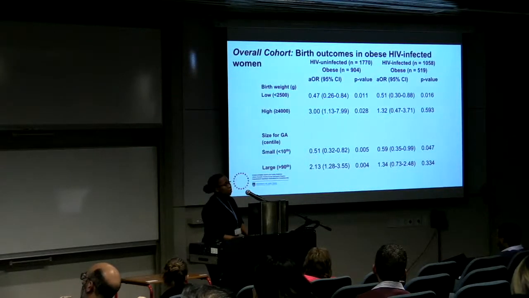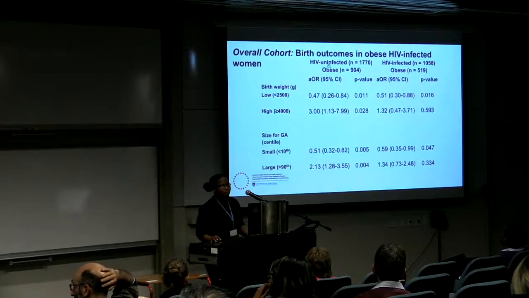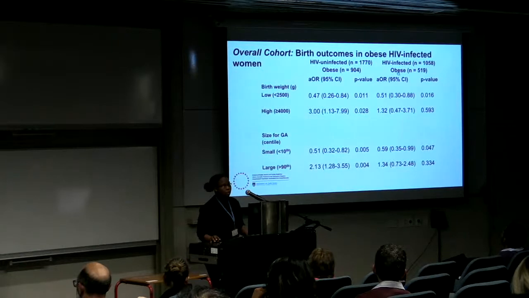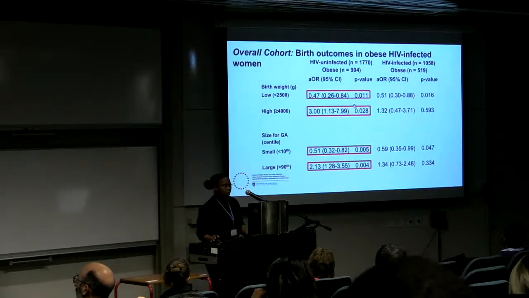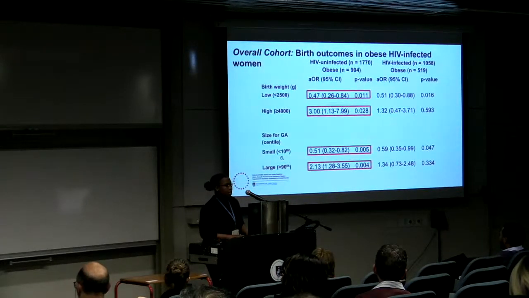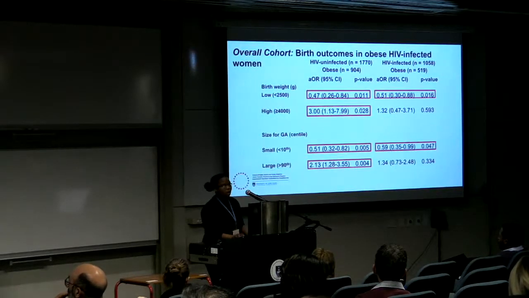This table shows the association of birth outcomes with obesity in HIV uninfected women and infected women. The reference category for this group was HIV uninfected women who had normal weight, and the reference category for this group was HIV infected women who also had normal weight. As we expected, we found that in HIV uninfected women, obesity is associated with reduced risk of low birth weight and small size for gestational age infants. Inversely, obesity in HIV uninfected women was associated with high risk of high birth weight and large size for gestational age infants.